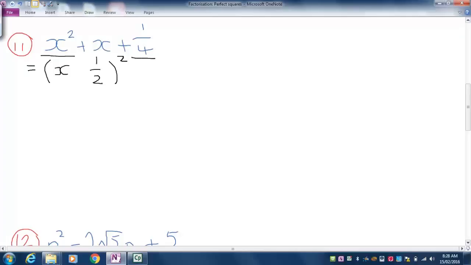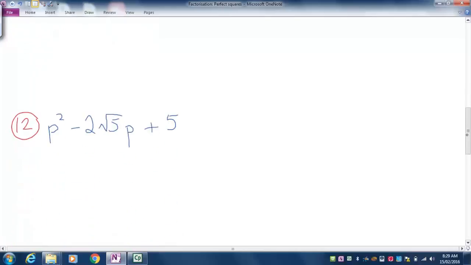Because that middle term there is positive, I need a plus in the middle there. I can check by multiplying a half by x, which gives me half x, and doubling that gives me x. So I know that's correct because it gives me that central term.